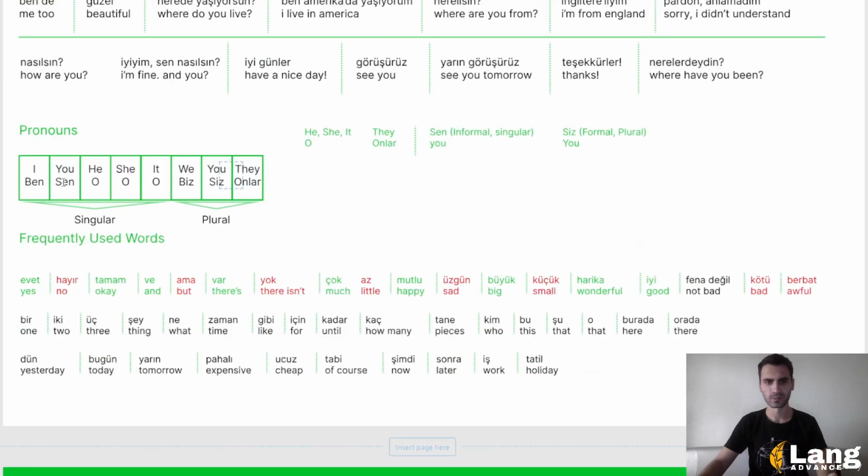So pronouns, easy. There is just 6 pronouns actually. Because he, she, it is just o. O. So easy. Ben, you know this. Sen. For you it is like sen. Ben doesn't matter. O. For us, this person is O. Doesn't mean anything what gender he or she is in Turkish.